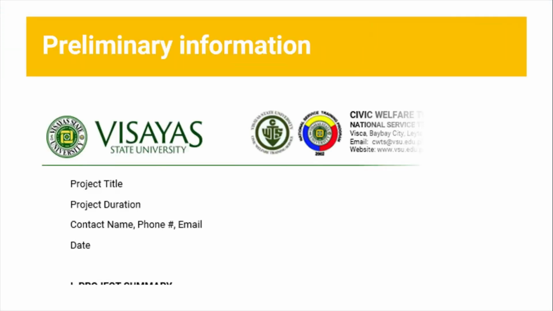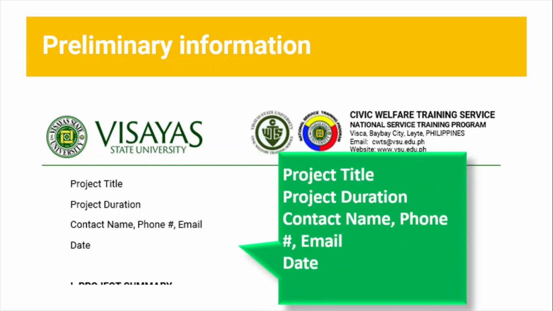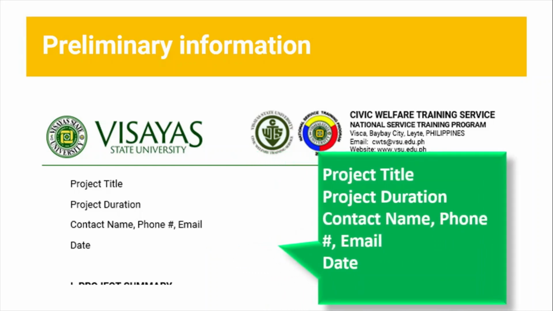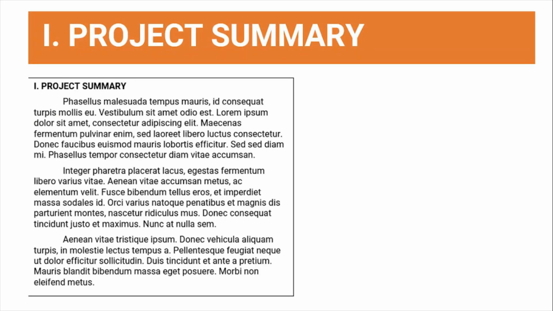The first part of your completion report should contain the following information: project title, duration, your name, contact details, and the date of your submission. Your report should contain two key important parts: project summary and project details.